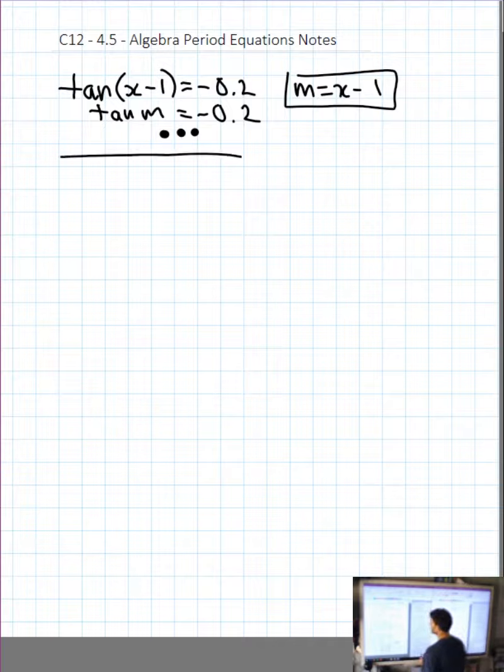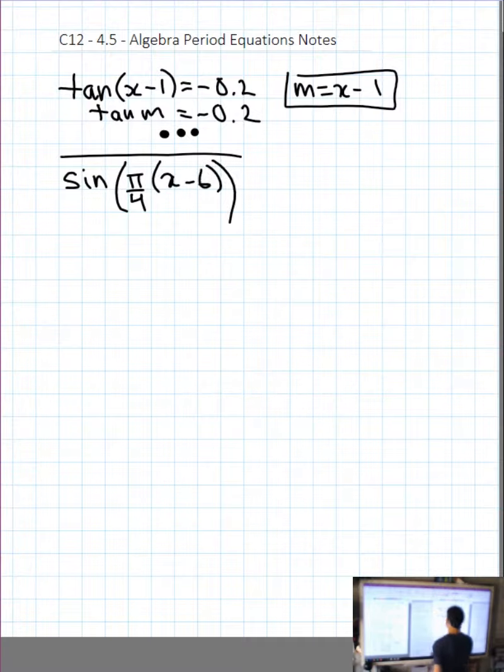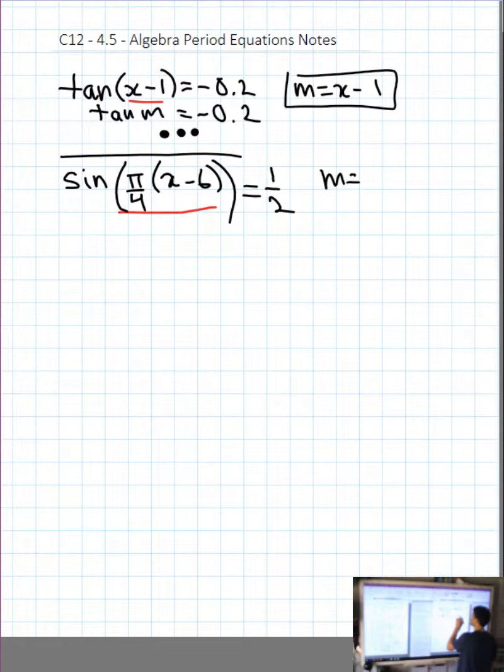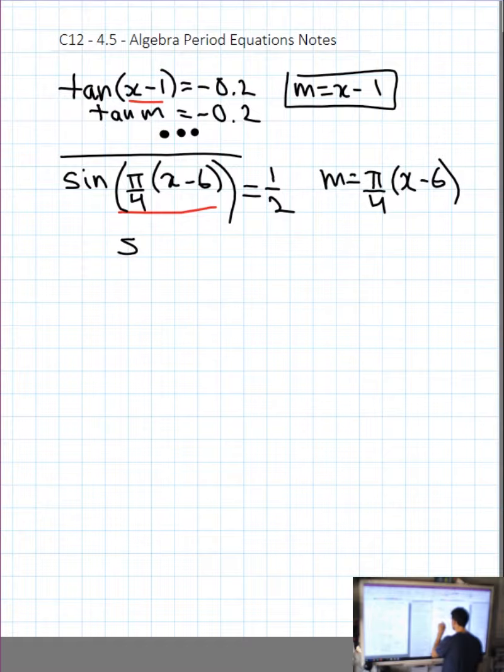So let's take a look at a much more difficult one. Sine pi over 4 x minus 6, be good with your brackets, equals 1 over 2. Well, we're always going to make m the funny looking thing as we did before. So now off to the right, we're going to make m equal to pi over 4, open bracket, x minus 6. And then we're going to simplify it to be sine m equals 1/2.